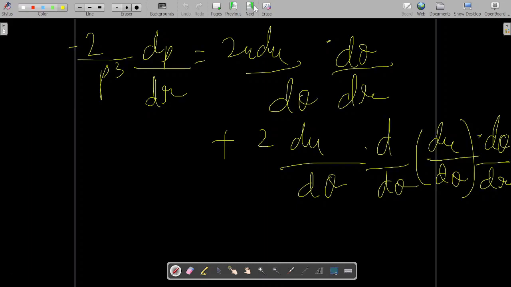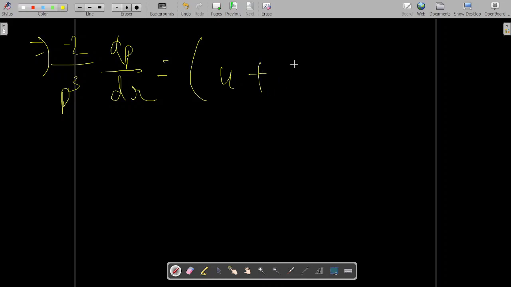The next step is, let me first check whether it is correct or not. Yes, it is correct. Okay, then in the next step, that implies minus 2 by p cube dp by dr will be equal to u plus d2u by d theta 2.